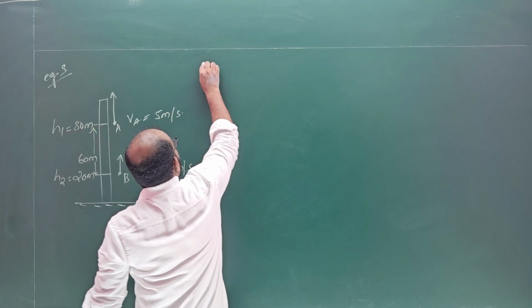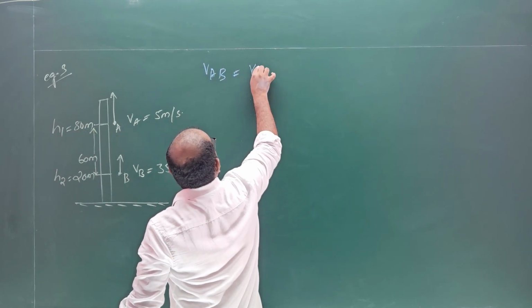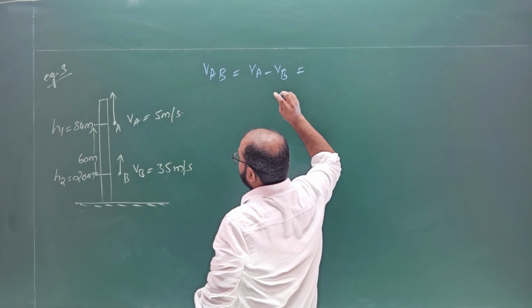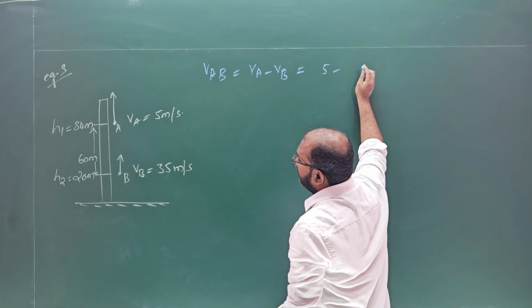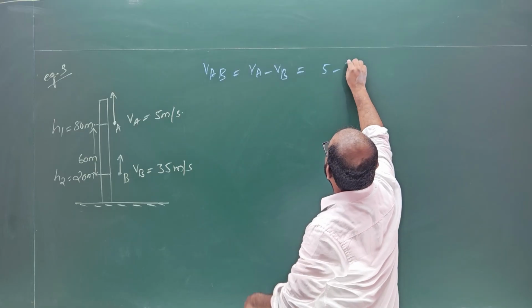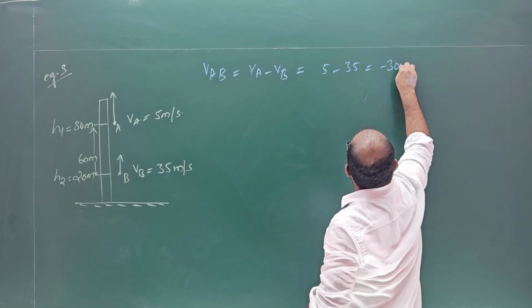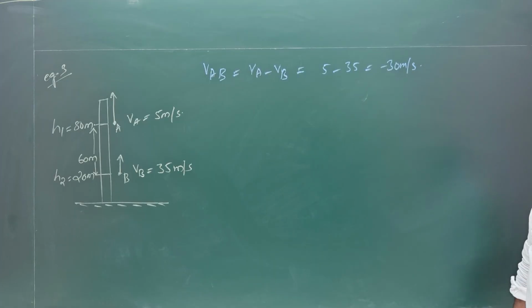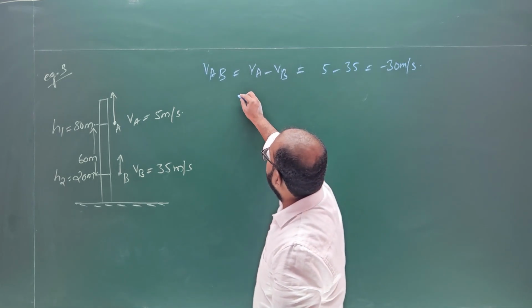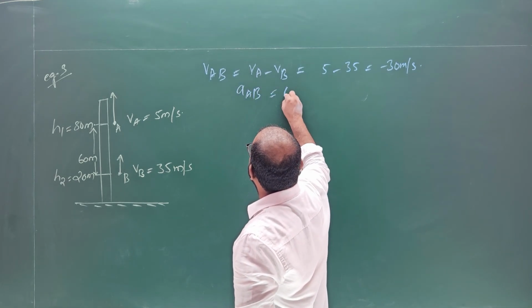Let me check then. So VAB is nothing but VA minus VB, that is nothing but, what is the value of VA? That is 5 minus 35, that is, can I say, minus 30 meter per second. You can calculate VBA also, your wish. Okay, the only thing that is changing is the observer, no? Okay, now, substituting the values, again can I write AAB is nothing but 0.